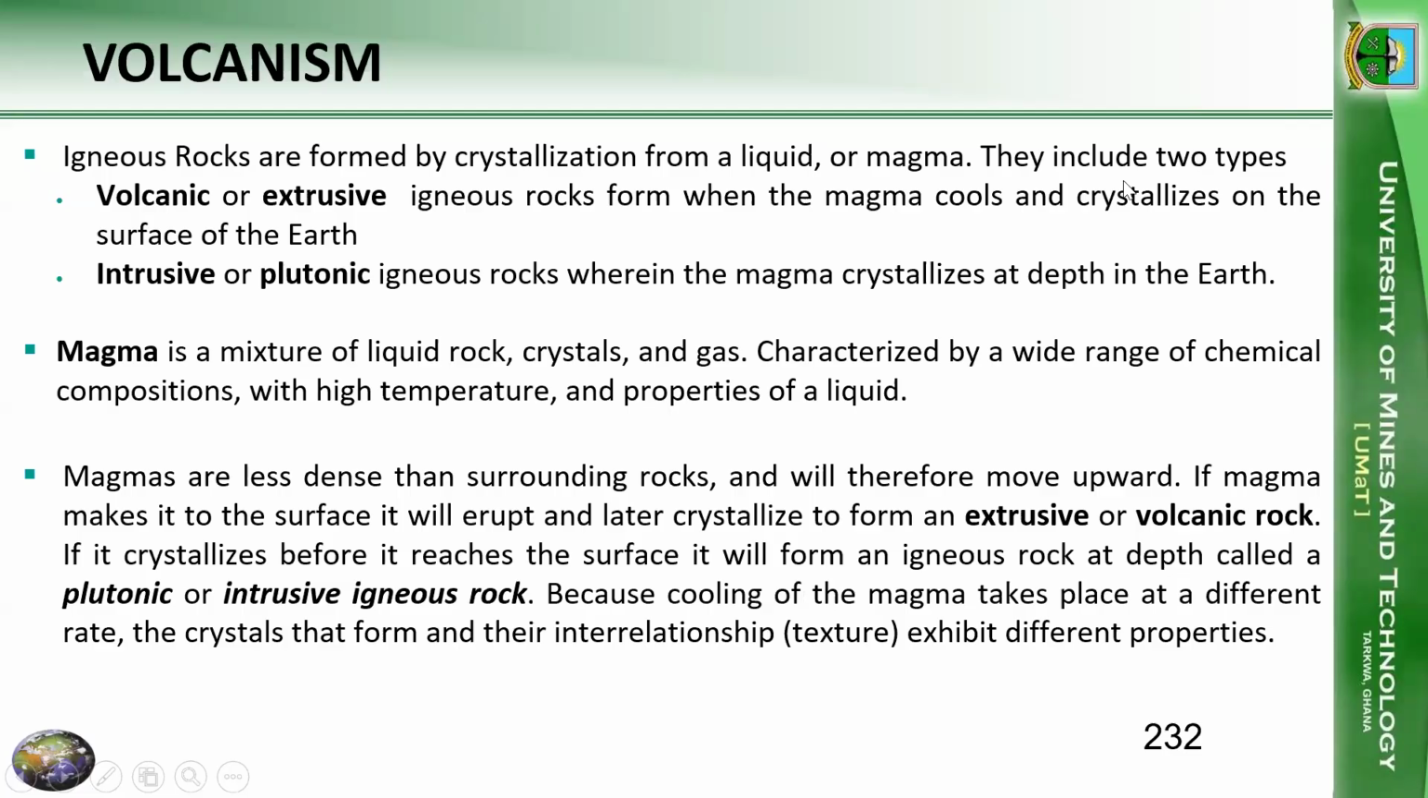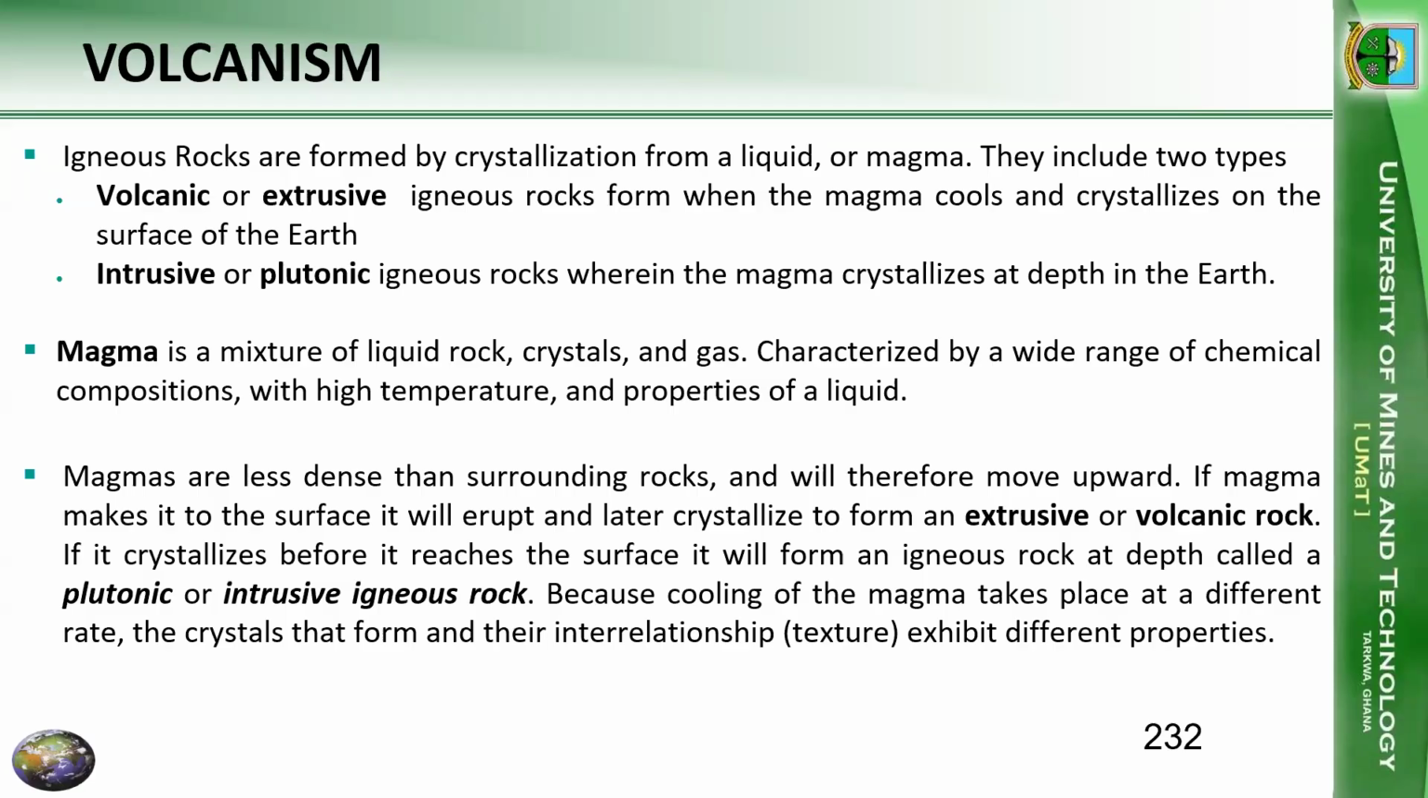And magma itself is a mixture of liquid rock, crystals, and then gas. And since it's a mixture of liquid rock, crystals and gas, it has a lower density compared to the surrounding rock. And because of this density differential, this magma is going to rise upward. So if the magma solidifies on the surface, then we have an extrusive rock or volcanic. And if it solidifies within, we will have a plutonic rock or an intrusive rock.